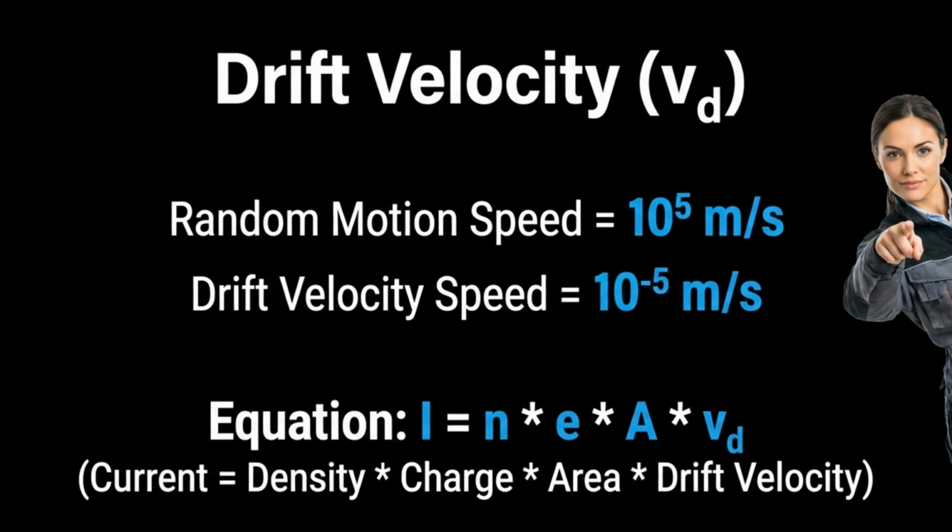Drift velocity is the average velocity that electrons achieve in a conductor. Random motion speed is much higher than the actual drift velocity speed. The current equation can be written as I equals N * E * A * VD.